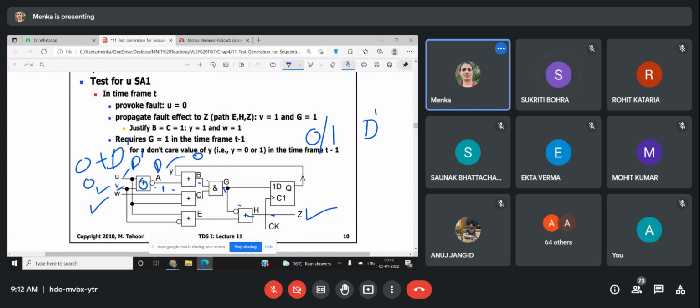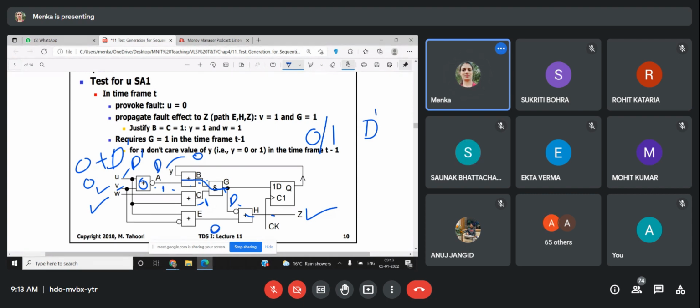Yes, ma'am. So if Y is 0, then we can propagate this fault through this, right? This fault will be propagated. So what should this be? This should be 1. C should be 1, the non-controlling value, so that the D can be propagated here in the form of D dash. It will be at the output. So what should be here? It should be 0.